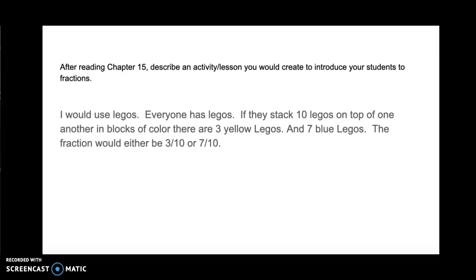I like Legos. Everyone likes Legos. Everyone has Legos, so they're easy to obtain. So I would give the kids a bunch of stacks of Legos. I would show them the lesson by stacking them on top of one another. For example, if there are 3 yellow Legos and 7 blue Legos, the fraction would either be 3/10 or 7/10. It's very easy to see, and they can feel it and touch it, kind of a STEM activity.